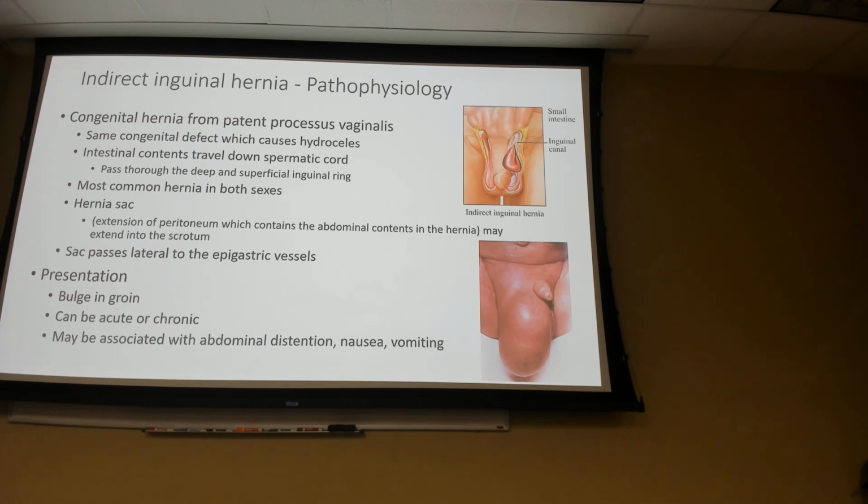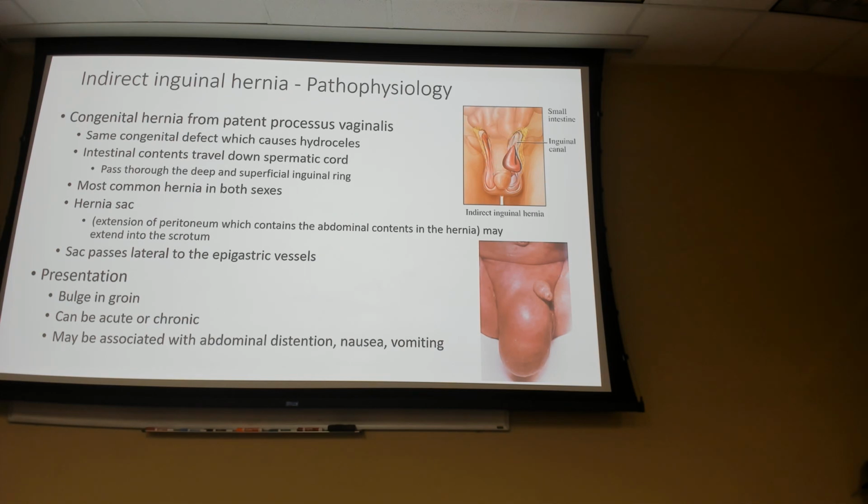Obviously, that one's probably incarcerated. So it's a congenital hernia. Some of them are found in the first couple of years of life, but most of them aren't noticed till later in life. So typically it's a congenital hernia through that patent processus vaginalis. And then it's the same defect that you're going to see with hydroceles, which we're going to talk about later, and you'll see these in practice commonly as well.